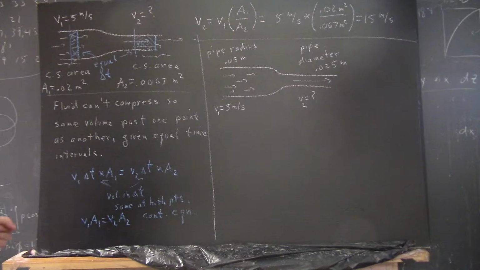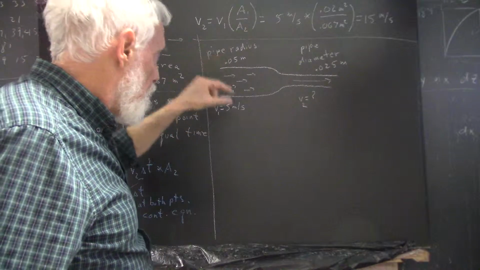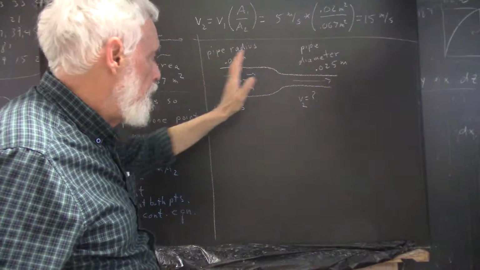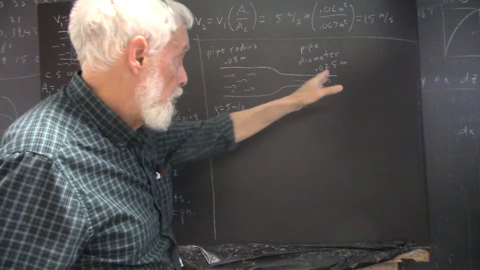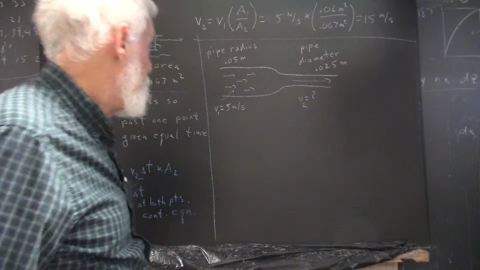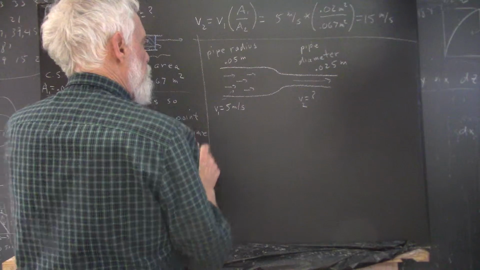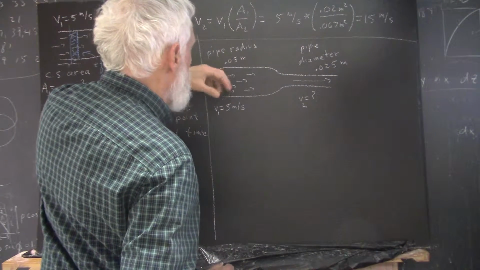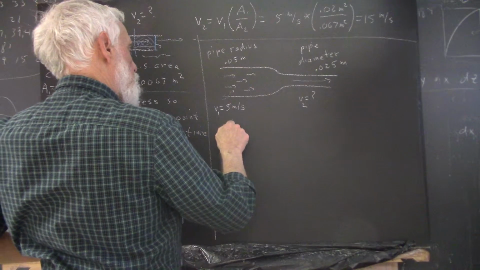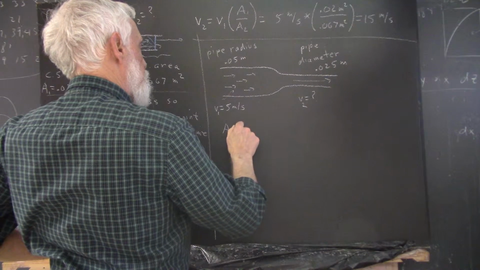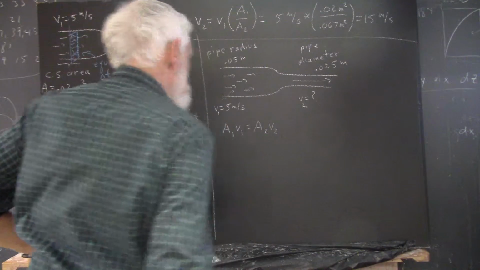Now recalling that the fluid passing a point here in a time interval delta t has to be equal to the volume of fluid flowing here in time interval delta t, we conclude that the product of the cross-sectional area and the velocity is the same at both points. So we say that A1 V1 has to equal A2 V2.